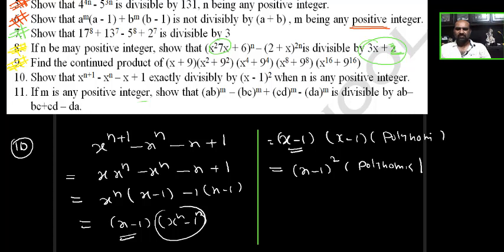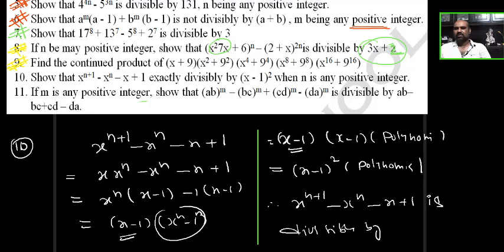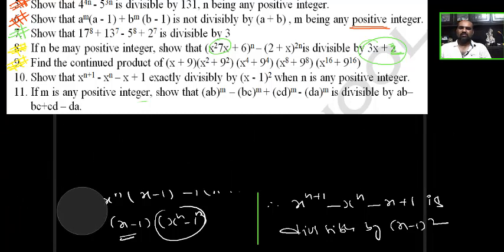What is the meaning of that? Therefore, x^(n+1) - x^n - x + 1 is divisible by (x - 1)^2. Next problem, the 11th problem.